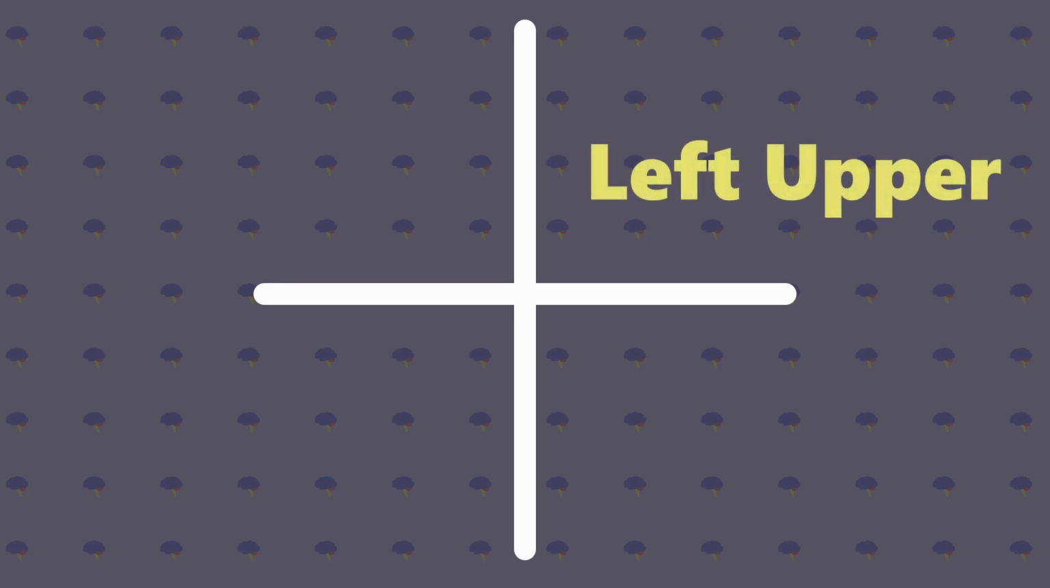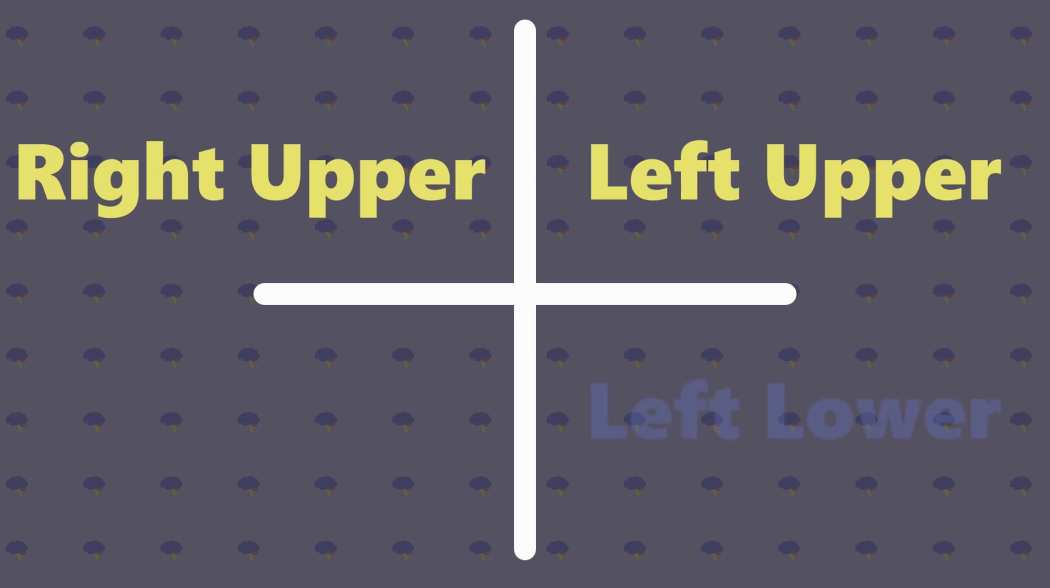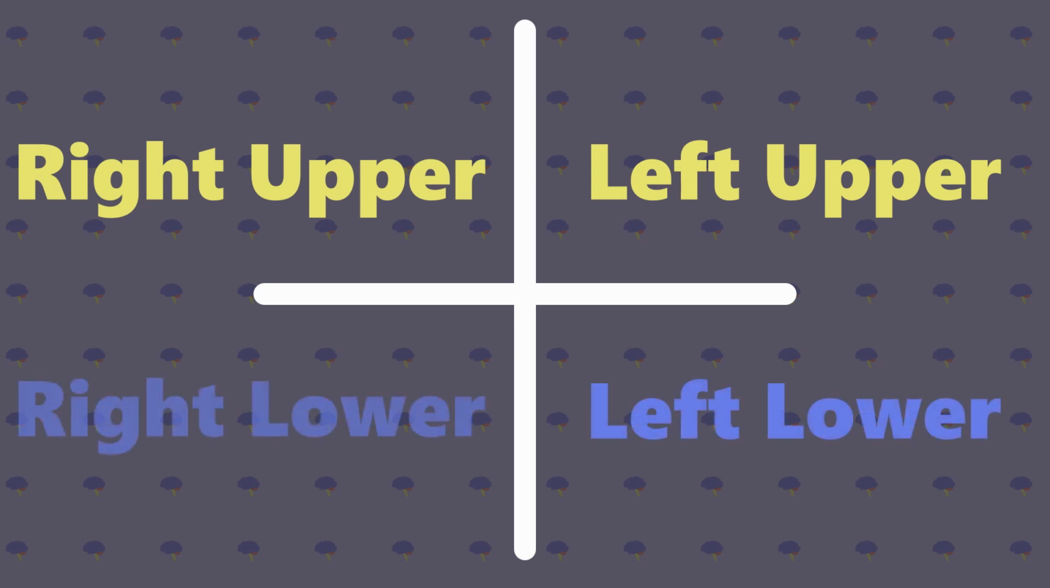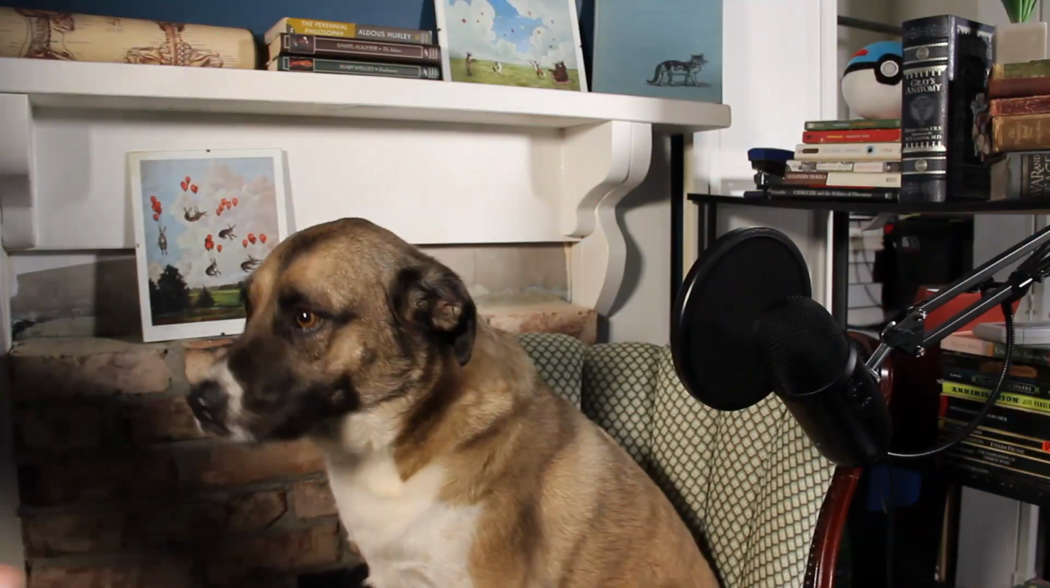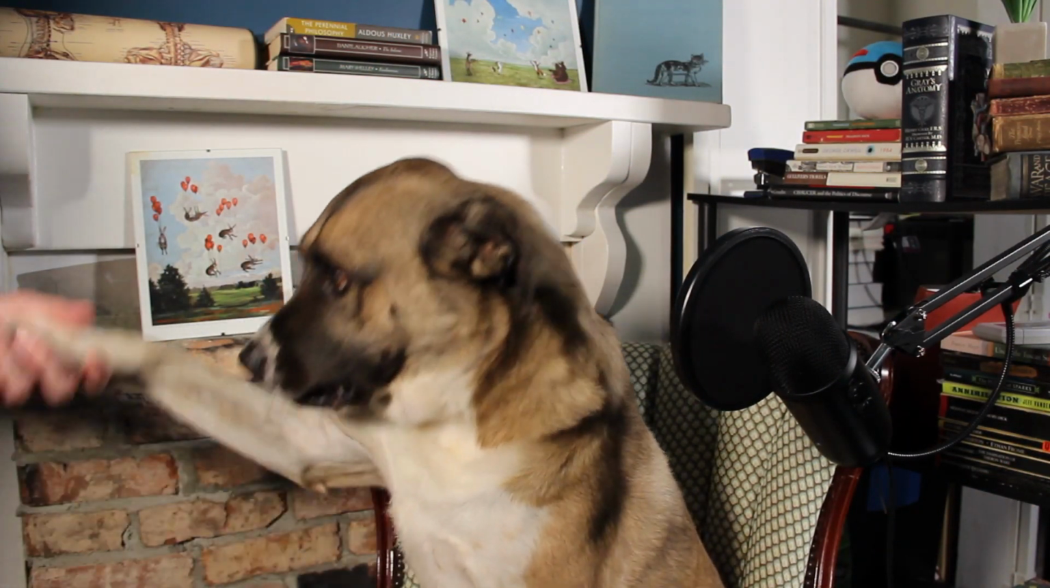If we look at the quadrant system, the names are straightforward. Left upper, right upper, left lower, right lower. Just remember, if your patient is facing towards you, their left is on your right. Jedi, right paw. No, your other right paw. Good boy. See, he's got it.